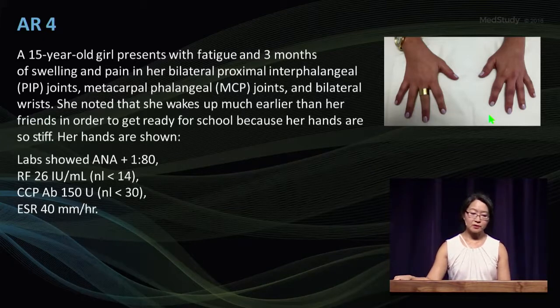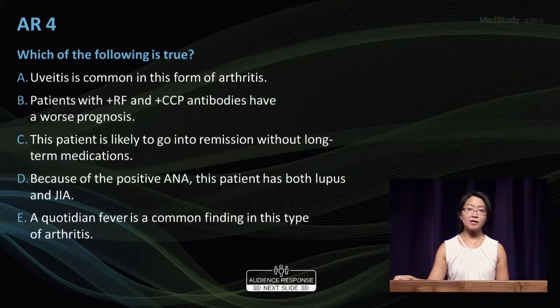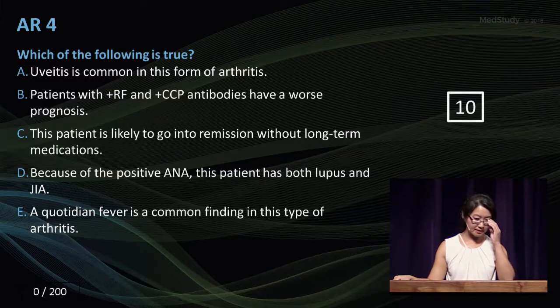Labs showed ANA being 1 to 80. Rheumatoid factor is 26, that's elevated. CCP is 150, that's also elevated. And the sed rate is 40. Which of the following is true? A, uveitis is common in this form of arthritis. B, patients with positive RF and CCP tend to have worse prognoses. C, this patient is likely to go into remission without long-term medication. D, because of the positive ANA, this patient has lupus and JIA. Or E, we see quotidian fevers in this kind of JIA. Your answer, please.